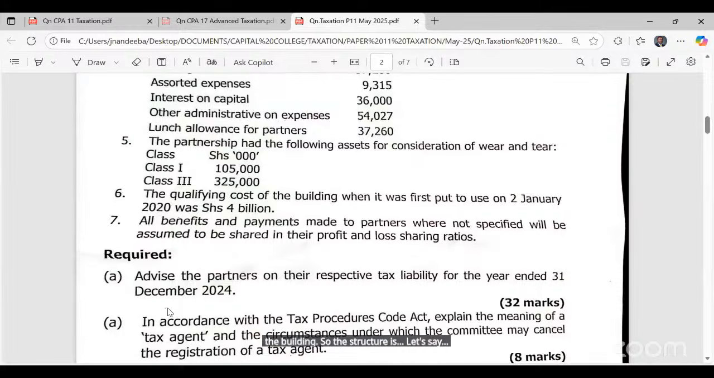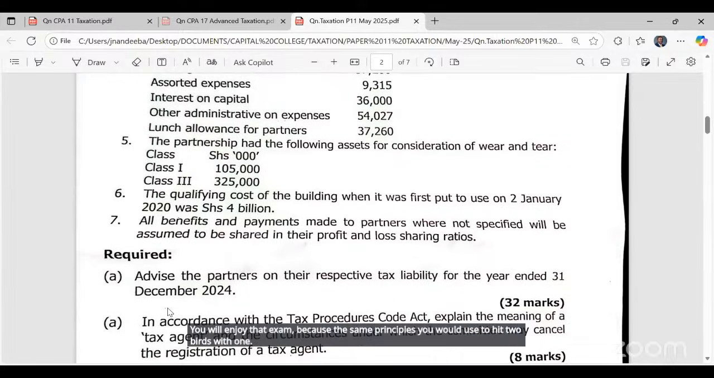So if the structure of the question is the same, how does the format then change? Or what are the things that I have to change when I am drawing a partnership number? And my prayer to the students is that they bring you number one, for example, as business income of a company, and in the same exam, they also bring you a partnership. You will enjoy that exam because the same principles you will use to hit two birds with one stone, and you're going to see how.